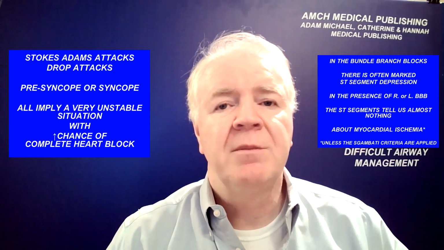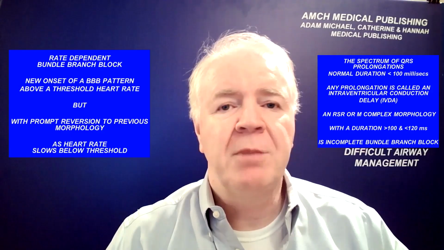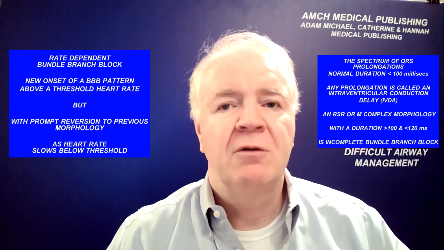There is a phenomenon of normal QRS morphology at normal heart rates, but at high heart rates, the ventricular activation pattern adopts a bundle branch block morphology. This is called rate-dependent left bundle branch block.